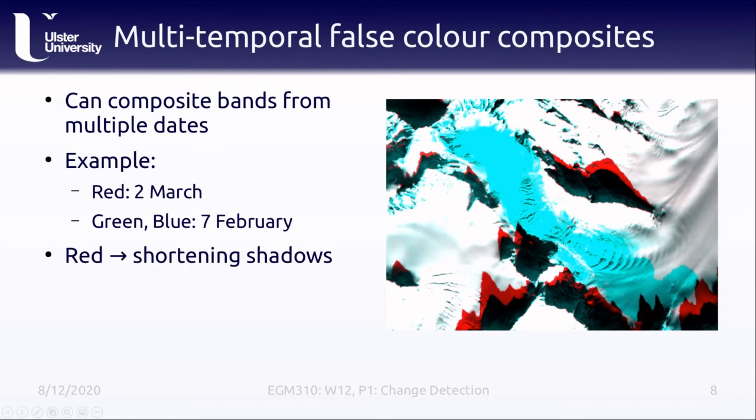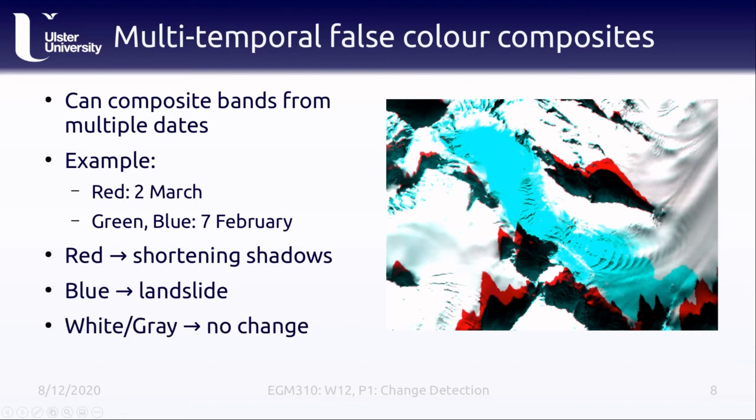In this case, red pixels correspond to shortening shadows. This is where the March 2nd image is brighter than the February 7th image. Blue areas are the landslide, and white and gray pixels are areas without change. We can also see some areas that correspond to glacier motion. The area down in the lower left of the image, for example, shows where crevasse motion has led to a contrasting pattern of red and blue as the crevasses have moved.